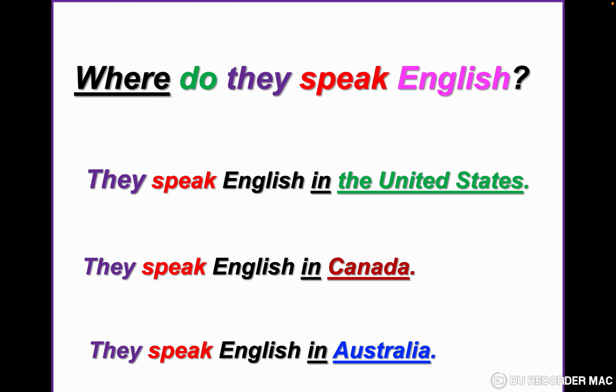Now, where do they speak English? When we ask this question, we mean the countries of the world where people speak English. So the first question, where do they speak English? They speak English in the United States. They speak English in Canada. They speak English in Australia. Not Australia, Australia.